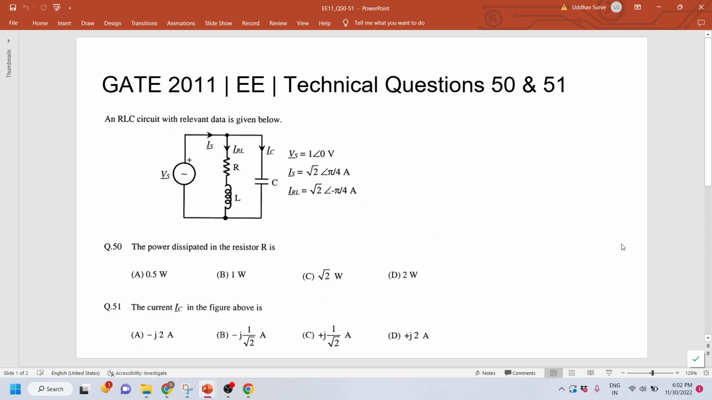And the current through the RL branch is root 2 at an angle minus 45 degrees, minus pi by 4. Okay, so the question asked is the power dissipated in resistor R. And the second part of this question is the current through the capacitor. So it's a mathematical question, basic electrical engineering in AC analysis.